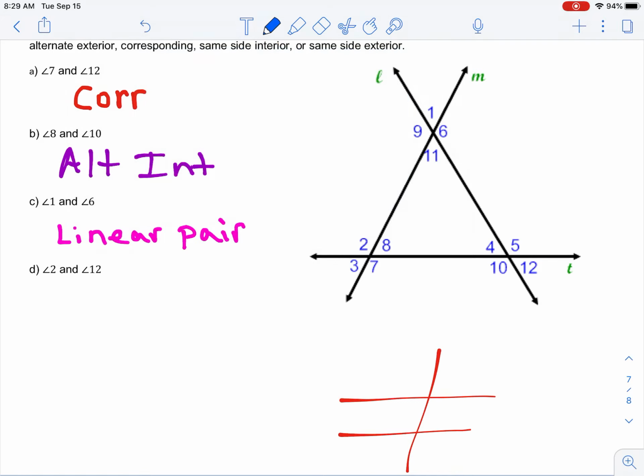All right, our last one, 2 and 12. If I trace this line here and this line here, and compare 2 and 12, I notice that they're both outside of the lines, so it has to be exterior. I'm going to ask myself, is it same side exterior, or did it alternate which side of the line that split it? It alternates which side, so we call it alt exterior. So for the first section, we're going to just try to identify these, and eventually we're going to see which ones are equal and which ones add to 180, so we can eventually solve these. So today we want to try to be able to identify them. All right, good job with that. We'll practice it some more.